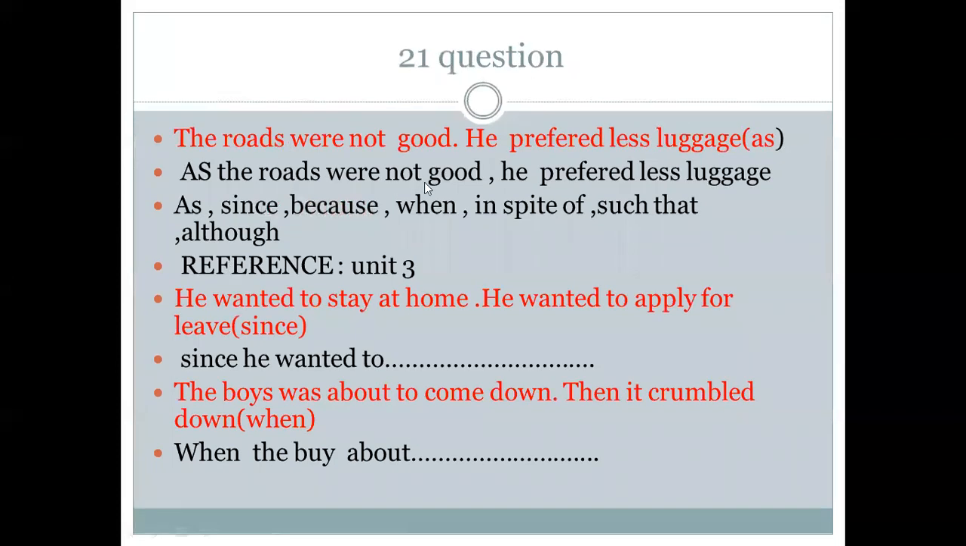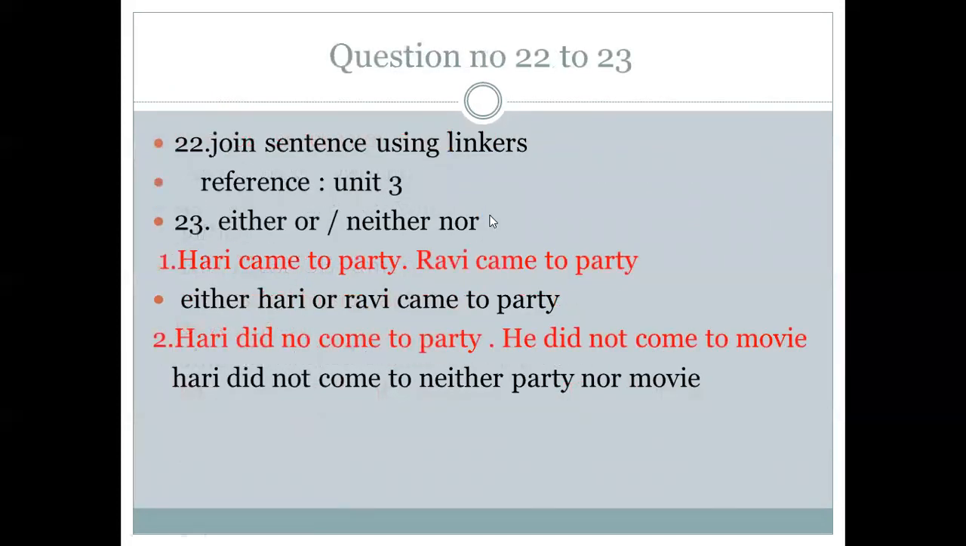And the roads were not good. He preferred less luggage. As the roads were not good, he preferred less luggage. And he wanted to stay at home. He wanted to apply for leave. Since he wanted to stay at home, he wanted to apply for leave. The boy was about to come down. Then it crumbled down. When the boy was about to come down, it crumbled down. So joining sentences using linkers.